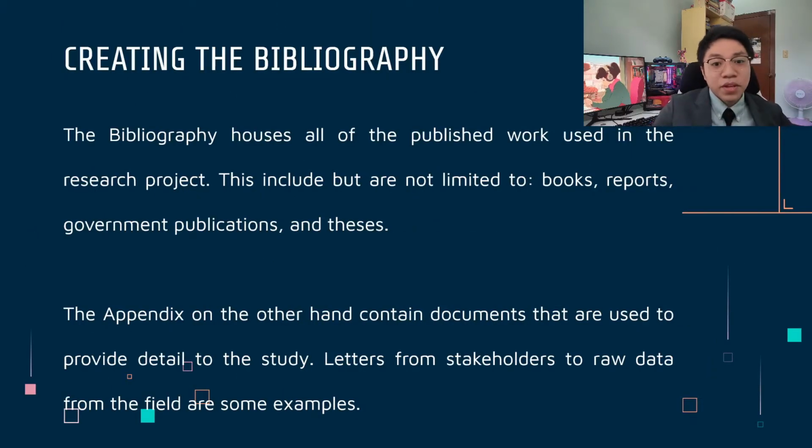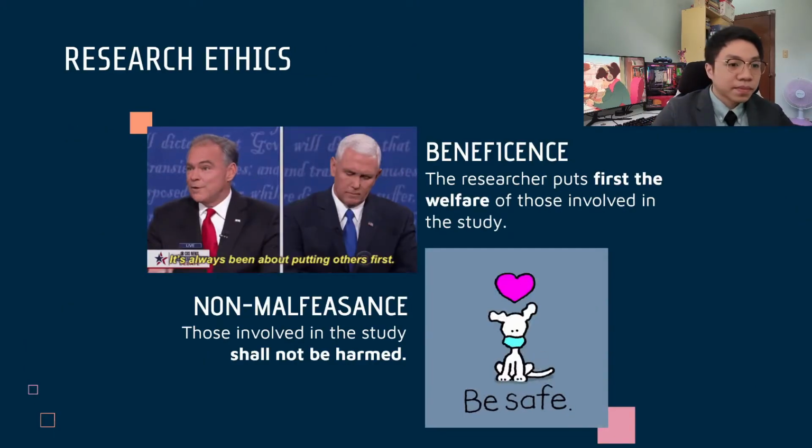So creating the bibliography is basically all of the published work that was used in the research project. This may include, but is not limited to, books, reports, government publications, theses. And the appendix, on the other hand, are the documents that are used to provide detail to the study. So this could be letters from stakeholders or raw data from the field. These are just some examples for this.